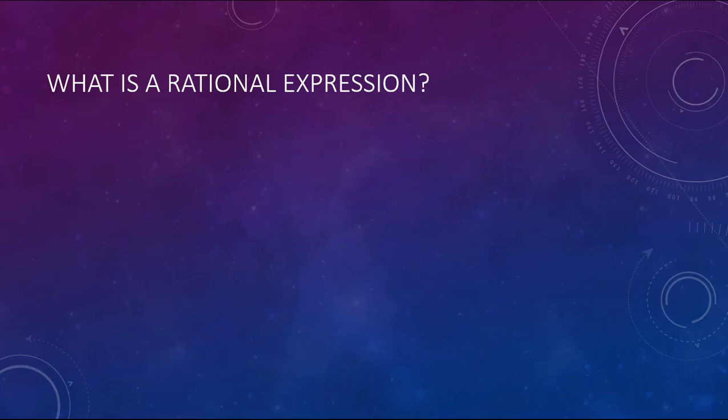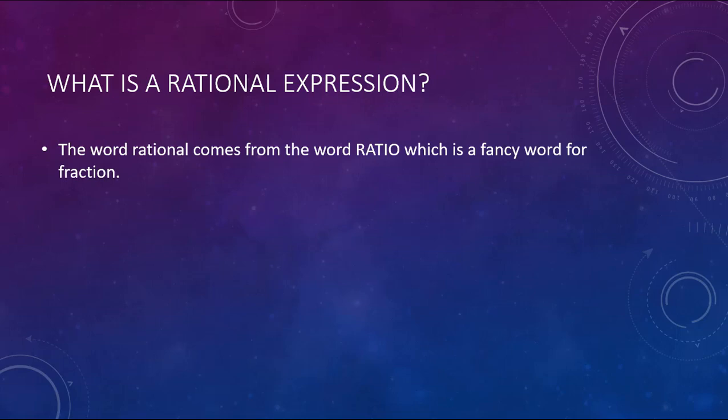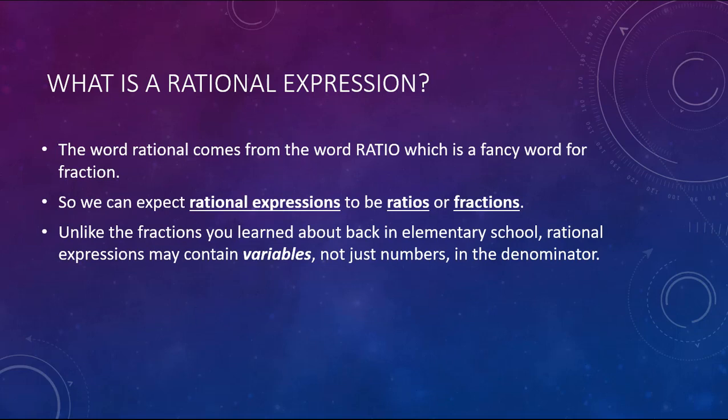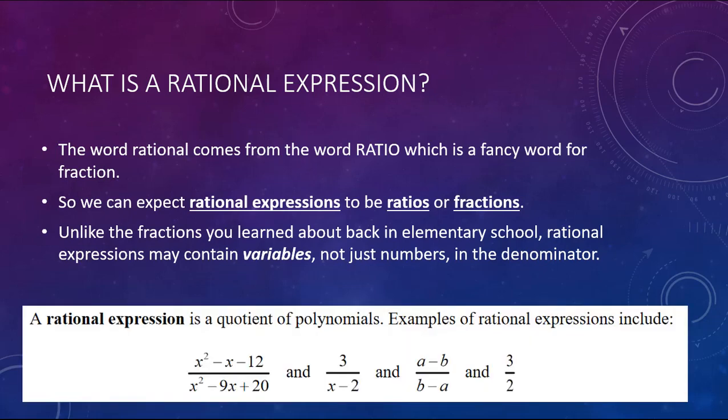What is a rational expression? So we've been using this term, but we haven't defined it yet. The word rational comes from the word ratio, which is a fancy word for fraction. So we can expect rational expressions to be ratios or fractions. Unlike the fractions you learned about back in elementary school, however, rational expressions may contain variables, not just numbers, in the denominator. A rational expression is a quotient, meaning division, of polynomials.